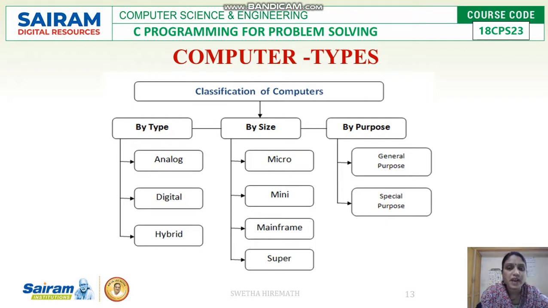Analog computers require continuous data values, and digital computers require discrete data values, and hybrid means it is a combination of both analog as well as digital computers. By size, the classification of computers is divided into four different types, as seen in the diagram: microcomputer, mini computer, mainframe computer and supercomputer. Based on the purpose, we have general purpose computer systems and special purpose computer systems. We'll be seeing one by one what the different types of computers are.